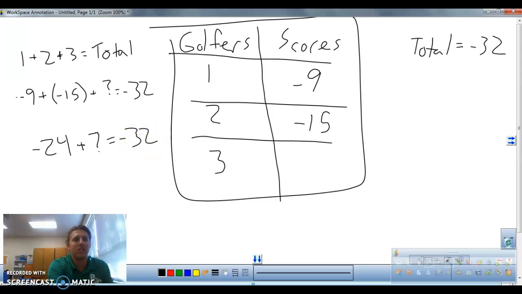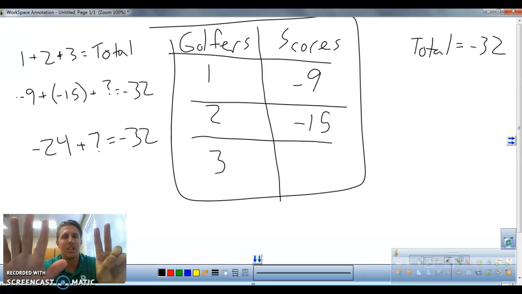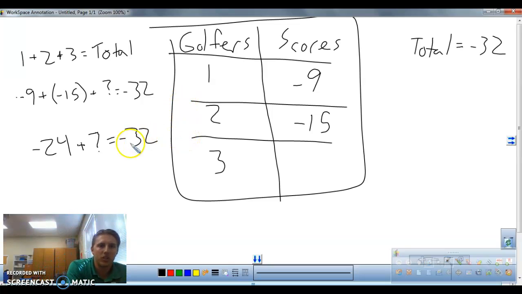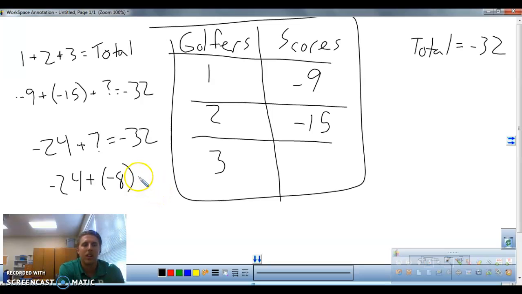Well, you can count it out on your fingers if you want, okay? You could say -24, -25, -26, -27, -28, -29. Okay, there's 5, -30, -31, -32. That would be 8. Okay, so that third golfer's score needs to be a -8, and you get a total of -32. Again, if you add all three of these together, you will get to a total score of -32.